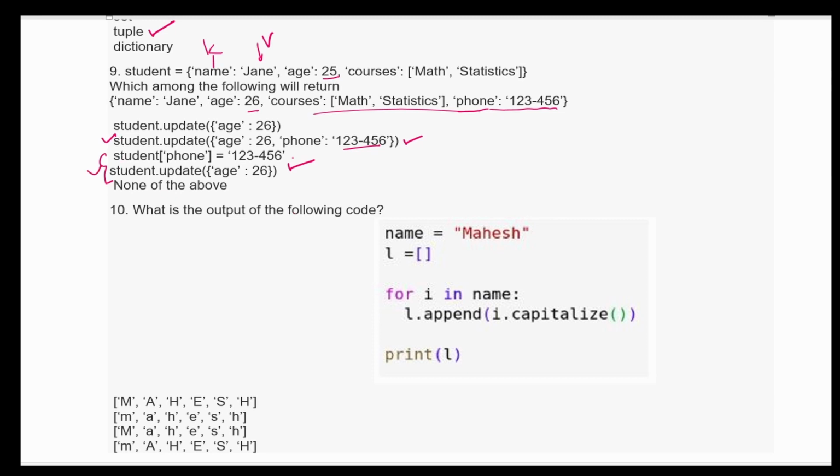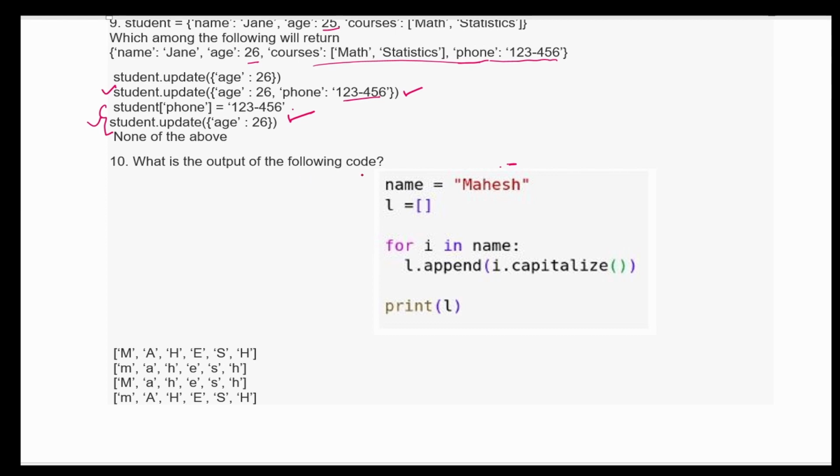Now let us see the next one. What is the output of the following code? Name is equal to Magesh. The list L is equal to empty. For I in name, L dot append, I dot capitalize, print L. So here from the name, first I will be assigned M, then A, then H. When I is M, I dot capitalize is capital M, a separate character. And append means that will be appended to this list.